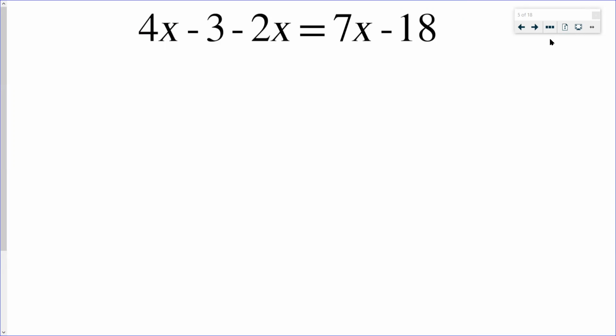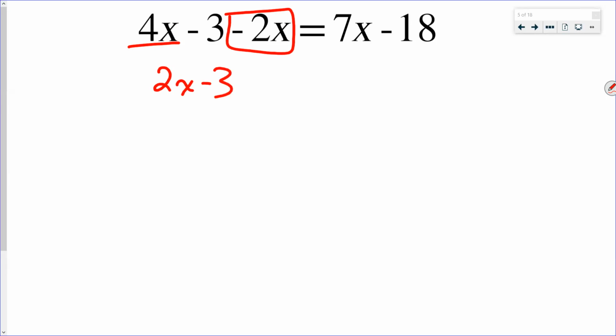All right, let's look at another example. It looks like there's a lot going on here. But if we run through our steps, step 1, get rid of any brackets, any distribution. Nope, there's no distribution. Step 2, combine like terms on each side. So if we cover up the 7x minus 18, we have 4x minus 3 minus 2x. Well, if we look, the 4x and the minus 2x, those are like terms. So we're going to combine those. So 4x minus 2x is 2x minus 3.